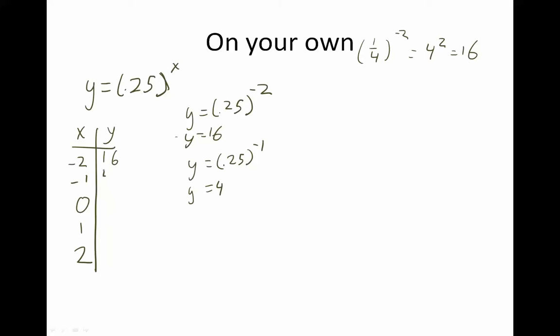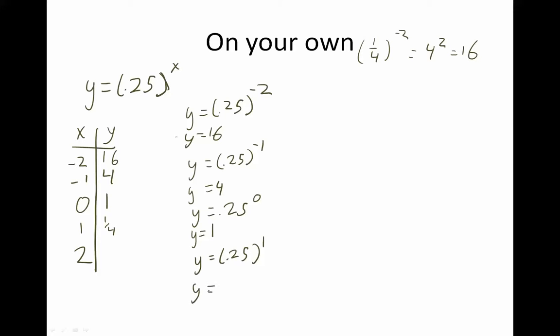So that's 4. And then we have y equals 0.25 to the 0 power. And anything to the 0th power is always equal to 1. So that's 1. And so on. 0.25 to the 1 is 0.25, or 1/4. I'm going to write it as a fraction.